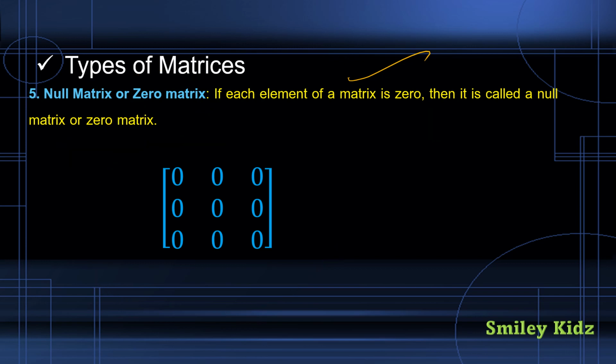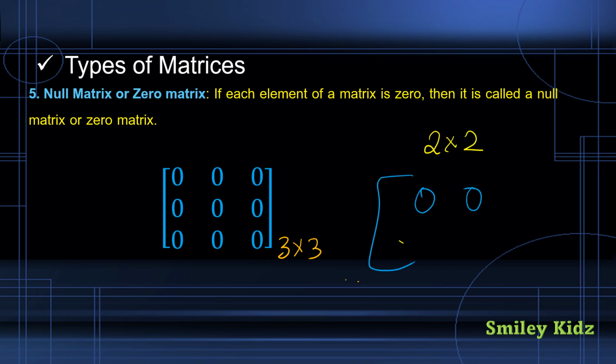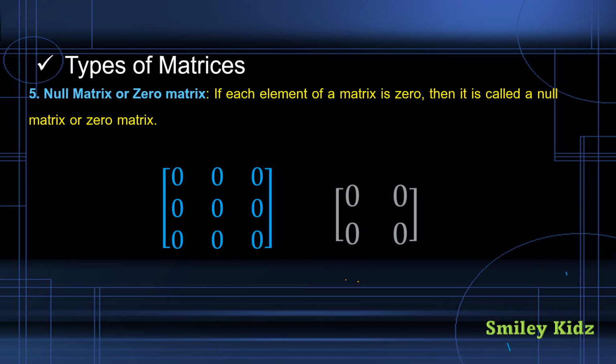Now, if you see over here, what is the order of this matrix? 3 cross 3. Now, if I'm going to make an order of 2 cross 2, then the matrix is going to be in this way. 0, 0, 0, 0. This matrix is a zero matrix of the order 2 cross 2.